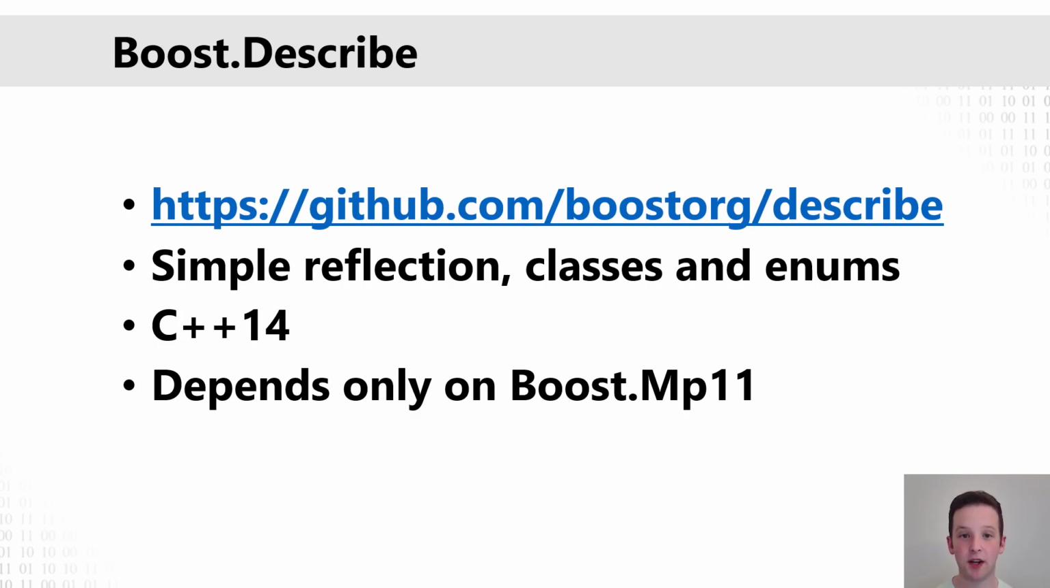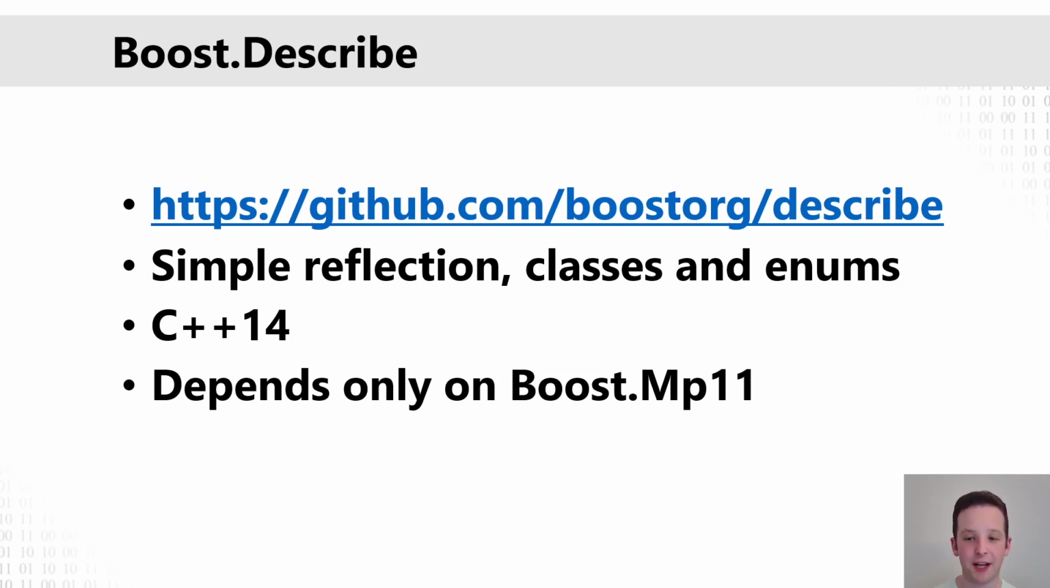If you want to take a look at the code, here's the GitHub link. It gives you simple reflection of your classes and enums. And if you don't know what reflection is, I'll give you an example in just a minute. Boost.Describe relies on C++14 for the whole library, but actually most of it's only C++11. So if you're on C++11, you can probably use this library. It only depends on Boost MP11 for the whole library, but similarly, most of the library actually only relies on standard C++. So very easy to use, very lightweight.